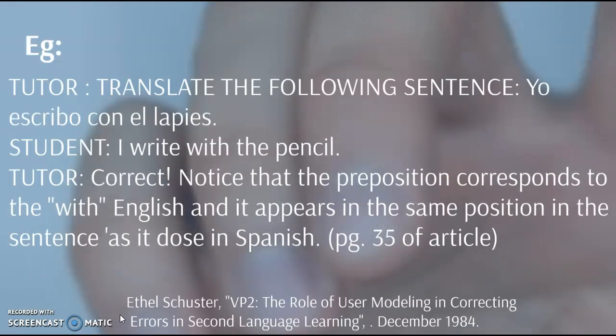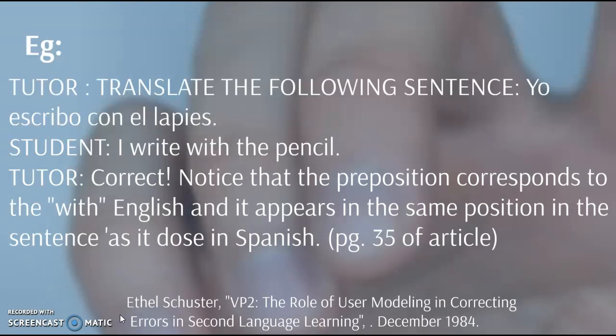This example I got from a scholar article online, and this is where we as the teachers ask the students to translate the following sentence from Spanish to English. "Yo escribo con el lápiz." So the student will write down, "I write with the pencil." And the teacher will say, that is correct.